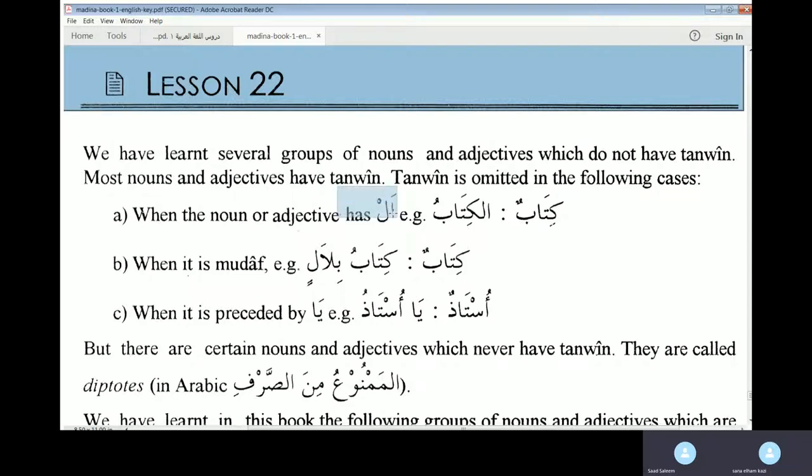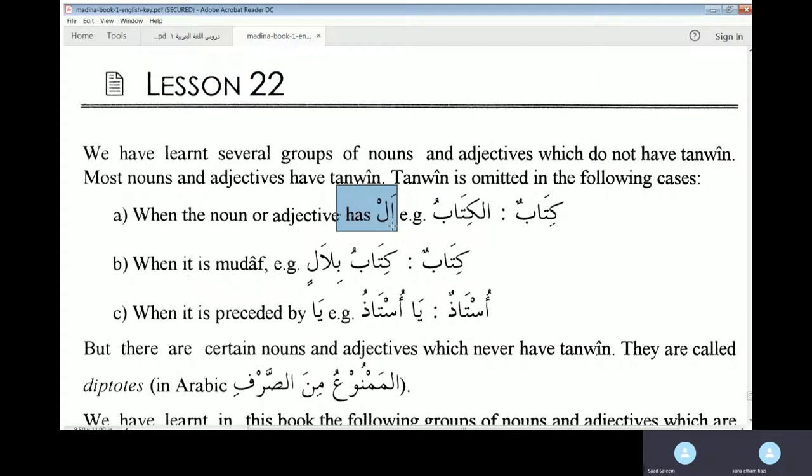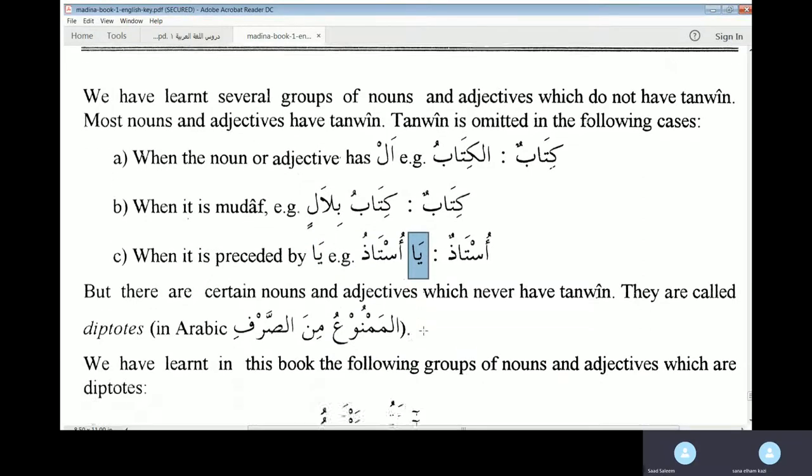For al-kitabu, kitabun becomes al-kitabu. When it is mudaf, for example, kitabun becomes kitabu bilalin. Or when it is preceded by ya, for example, ustazun becomes ya ustazu. But there are certain nouns and adjectives which never have tanween.